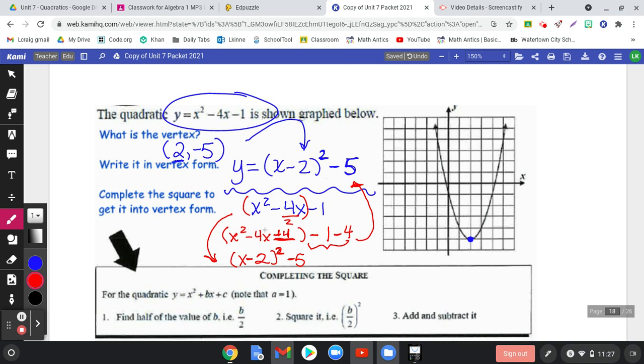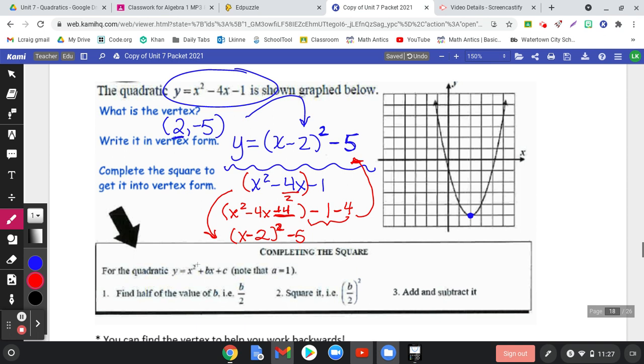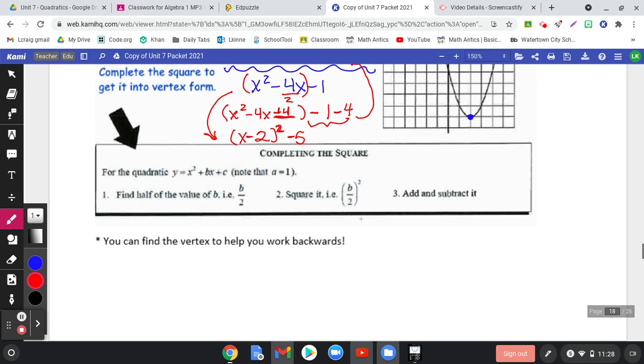You might be going, yeah, I have no idea what you just said. This is ridiculous. But we're going to practice with it. And if you do get stuck, keep in mind, you can find the vertex and then write it that way. All right, and work backwards. So this is just saying you cut b in half and square it. That's where this half of negative 4 is negative 2. Negative 2 squared is always positive, positive 4. And then you add it here and subtract it here.